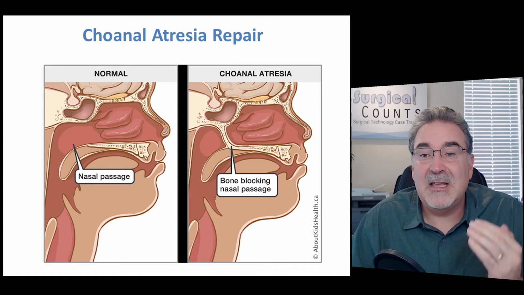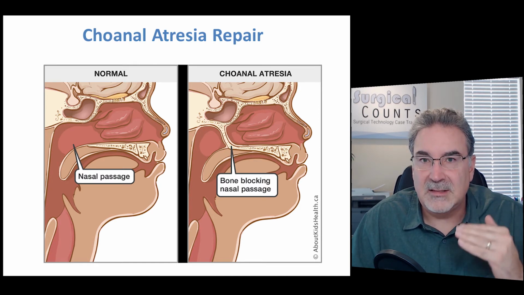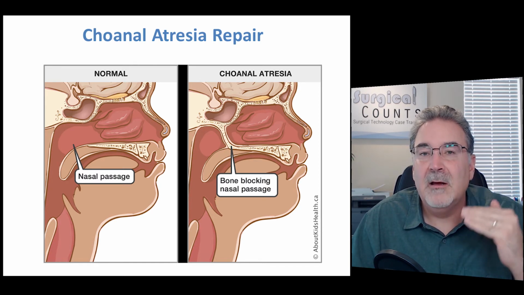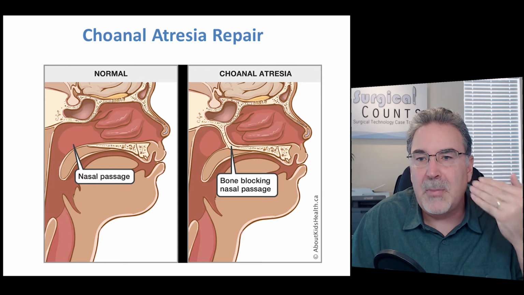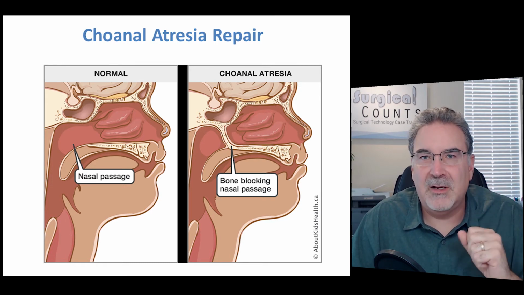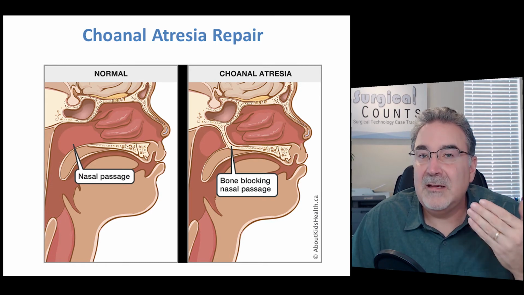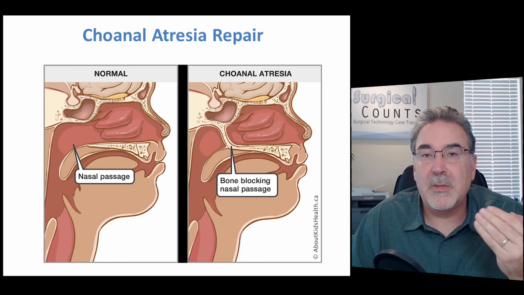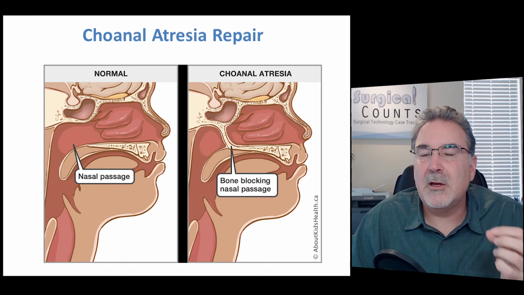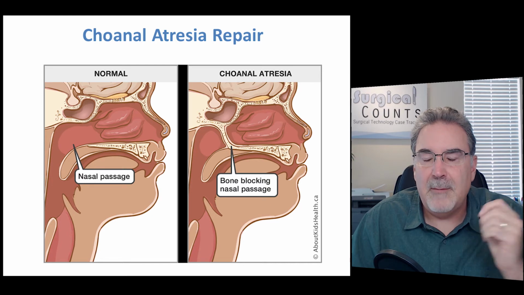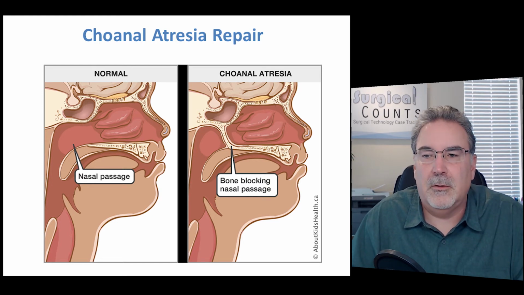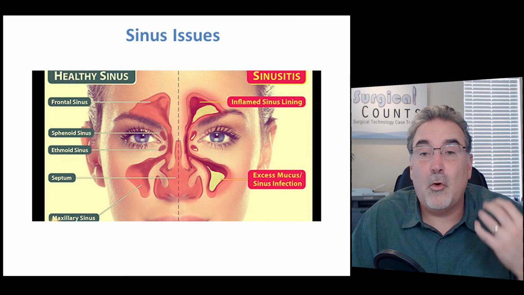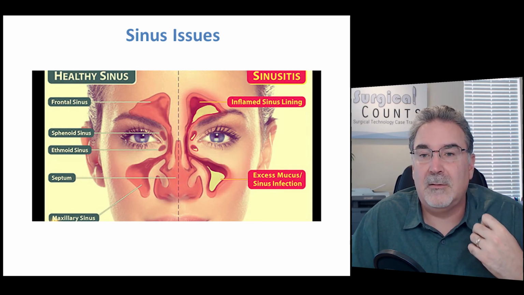Now, sometimes children will present with a congenital condition called choanal atresia. In this case, the hard palate, the palate that separates the nasal cavity from the oral cavity, the nose from the mouth, sometimes that hard palate, that bone, will grow up and block the back of the nasal passage. So with that nasal passage blocked, the child's not going to be able to breathe through their nose. So we can go in and remove that portion of the bone, allowing the child to breathe normally through their nose.